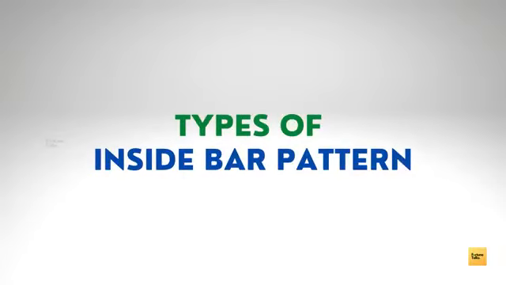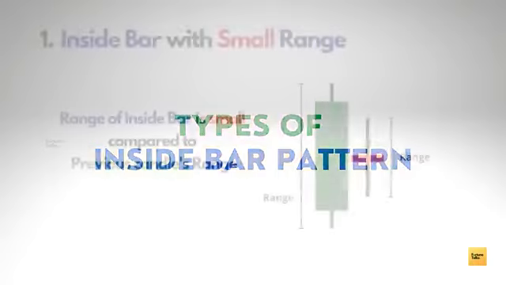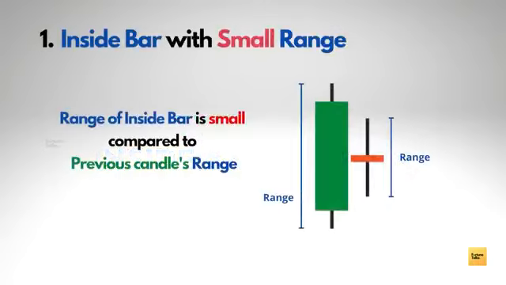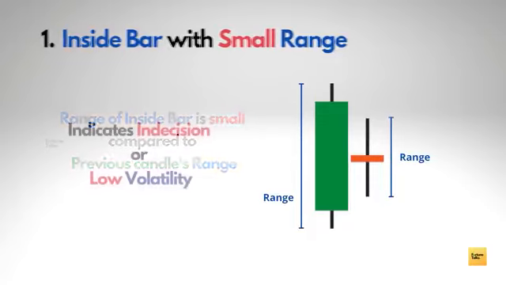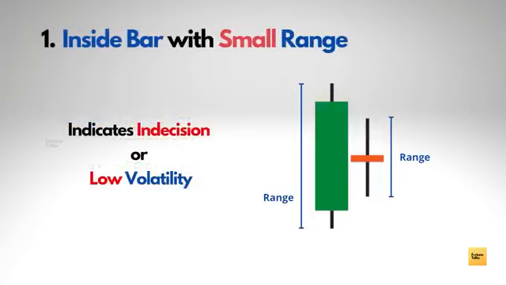However, not all inside bars are created equal. There are different types of inside bar patterns formed in the market. Let us take a look at a few of these. The first type is an inside bar with a small range. So this is a standard inside bar where the range of the candle is small and it is covered by the previous candle. Now this tells you that there is an indecision or low volatility in the market. We will talk about this further in this video.